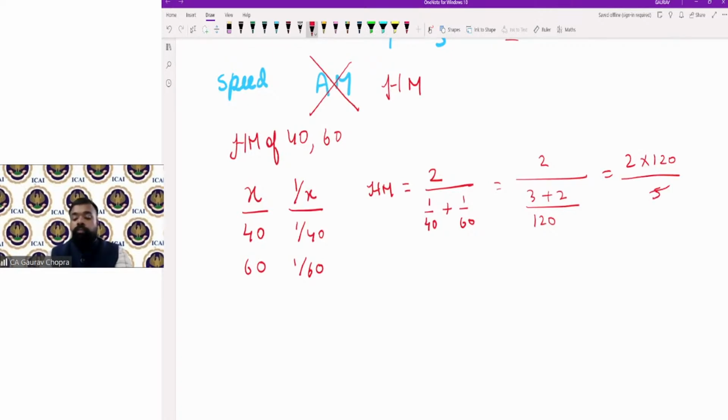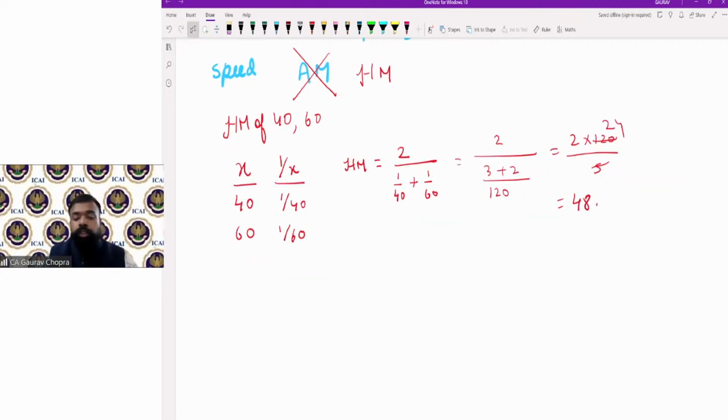So how much is left? 48. So the correct answer is 48 kilometers per hour. Now, all this can be done on your calculator very easily. Calculator पर ये बहुत आसान तरीके से, बहुत fast way से हो सकता है. It is possible.